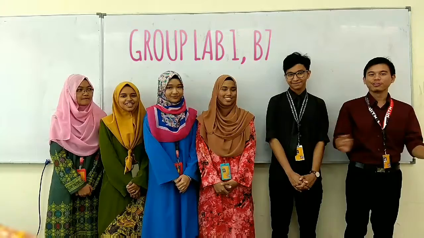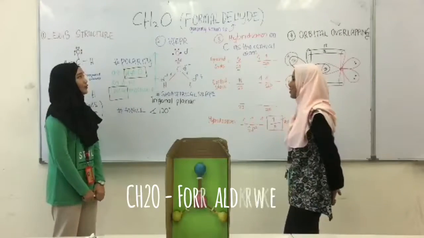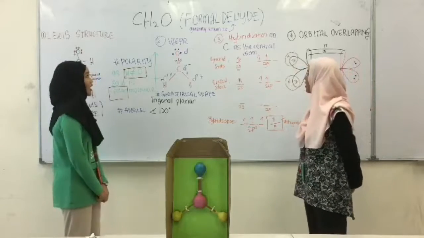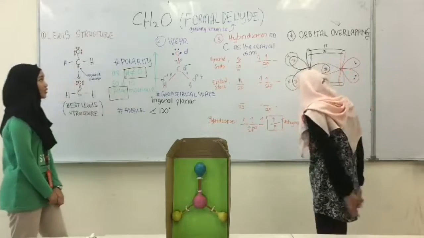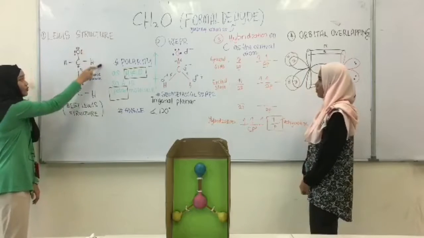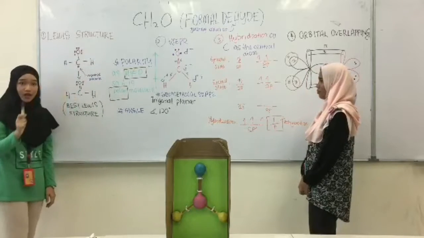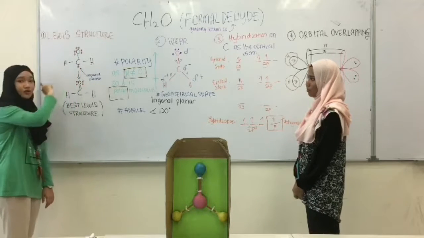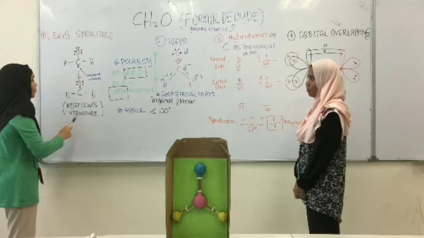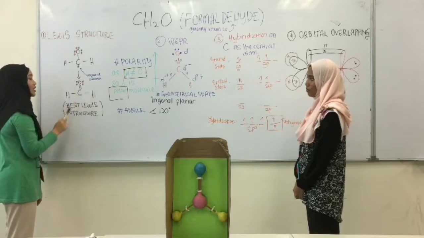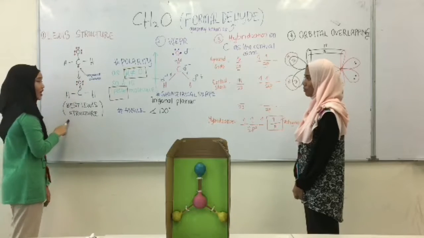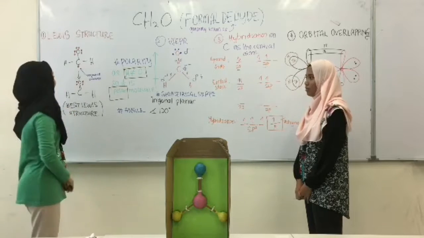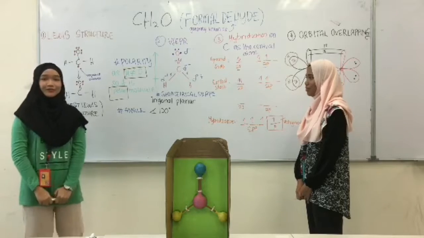Okay, enjoy our video. We are here to present about CH2O, or generally known as formaldehyde. CH2O has this kind of Lewis structure because it has one unpaired electron, so it will share another pair of electrons from O2 and form a double bond here. So this is the best Lewis structure as it has the formal charge minimized.